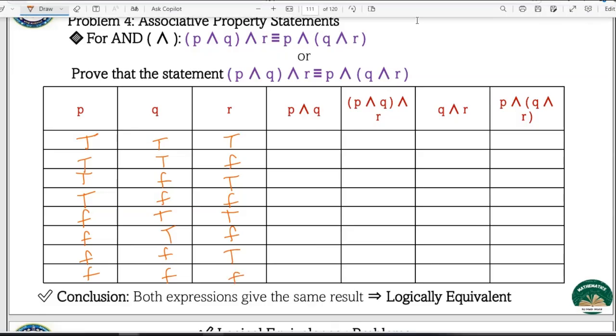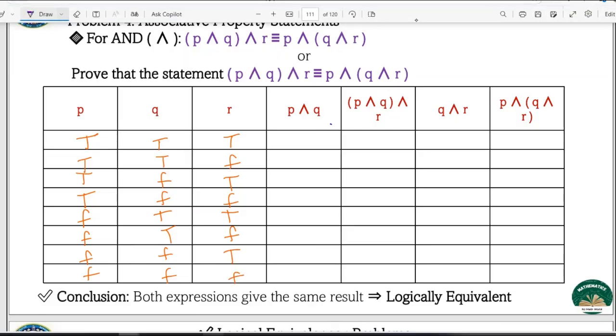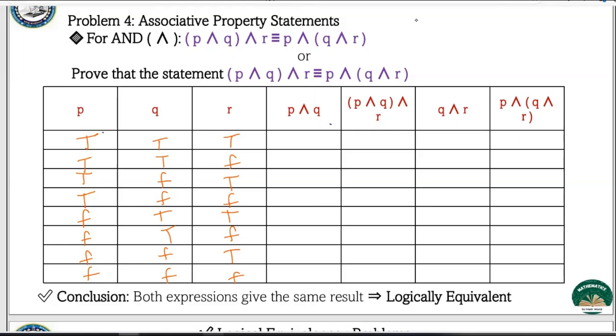Now we have to check for and. What is the condition for and? For and, both are T. The answer is T. For Q and P, it is T and T, which is T. Then the second is also T and T, it is T. Then you don't have anywhere else, so the remaining will all be false.